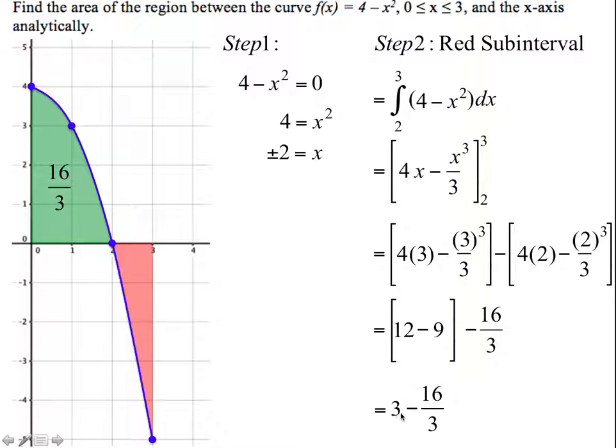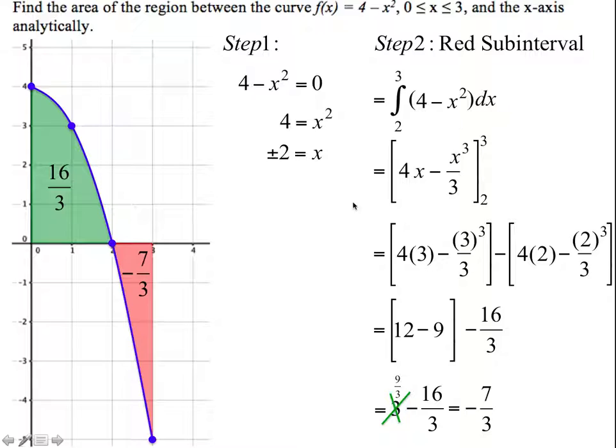I'm going to think of 3 instead of 3 over 1. I'm going to think of that as 9 over 3. So 9 minus 16 is negative 7/3. So this red region is negative because it's beneath the y-axis, and that's negative 7/3.